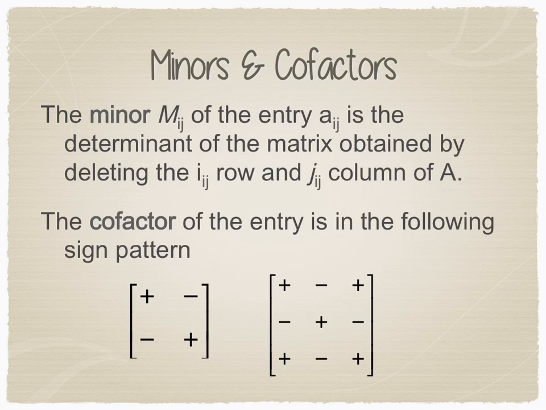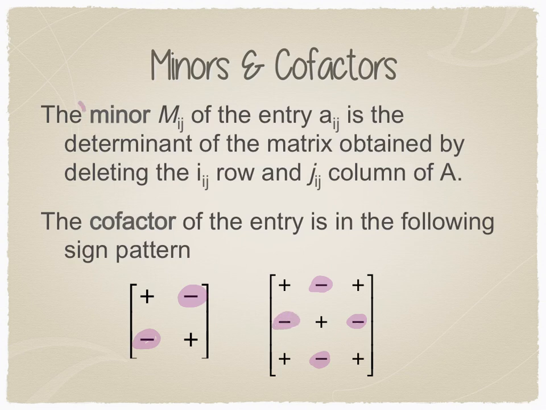Now the cofactor of that location is the same thing as the minor, except we change the signs for a 2 by 2 on these 2 locations. And for 3 by 3, we change the signs on like the north, south, east, west locations. Everything else stays the same.